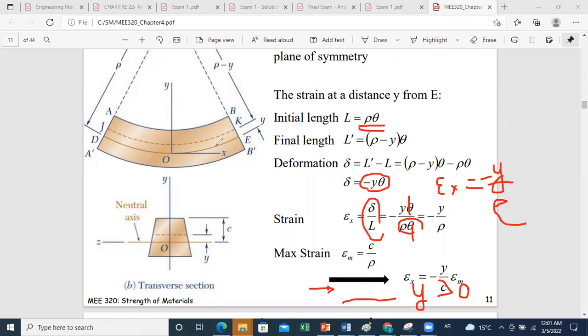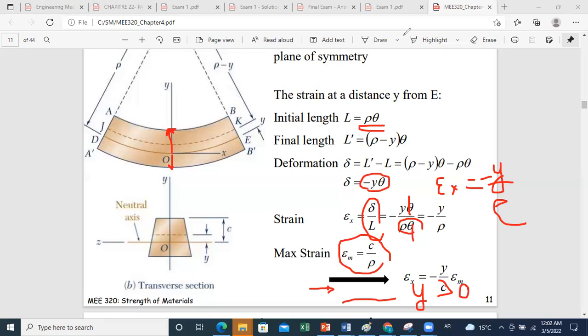Okay, so as you can see here, you have a negative strain above the neutral axis, and you have positive strain below it. And the maximum strain developed will be at your extremities, because the farther you are from the neutral axis, the larger the deformation you will undergo. So the maximum strain will correspond to the maximum distance from the neutral axis, c, over rho.